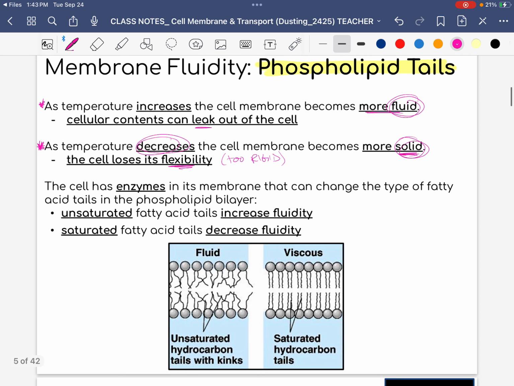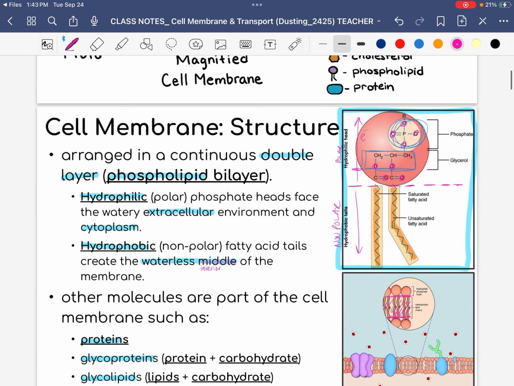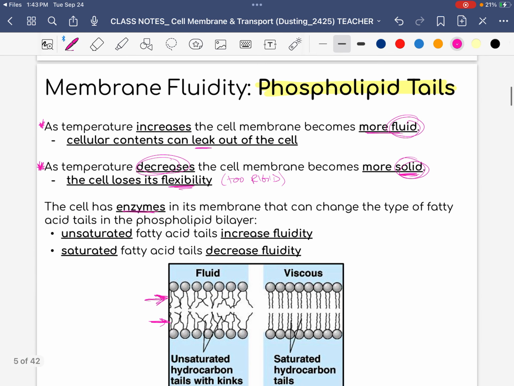So the cell has these enzymes in the membrane that are able to change the fatty acid tails. If we look here, here's the fatty acid tails down here, right? And if we go back to this picture here, I think I've said that the fatty acid tails can be saturated or unsaturated, and it's not that every phospholipid always has one saturated and one unsaturated. They could both be saturated, they could both be unsaturated, depending on the condition of the cell.